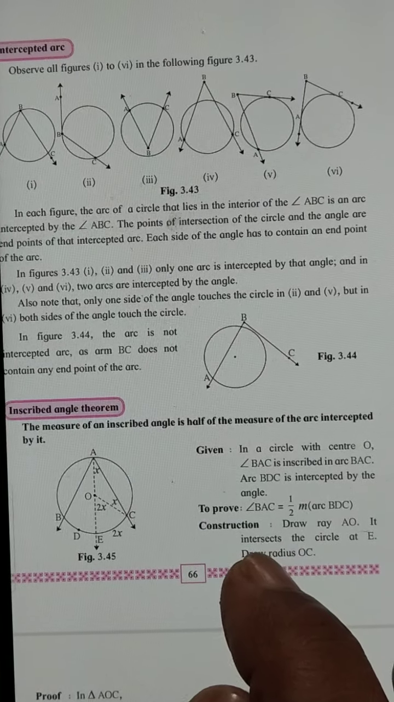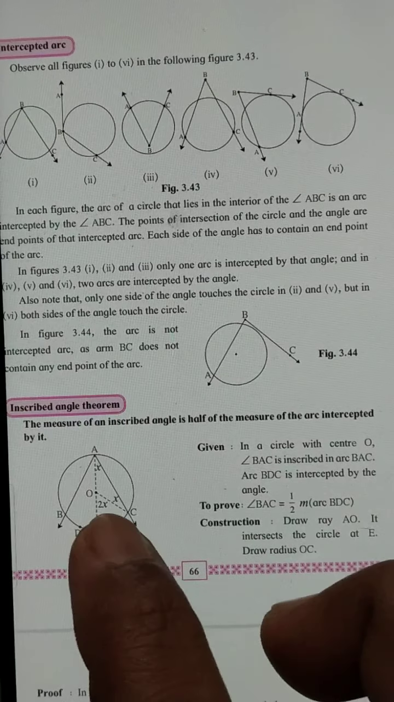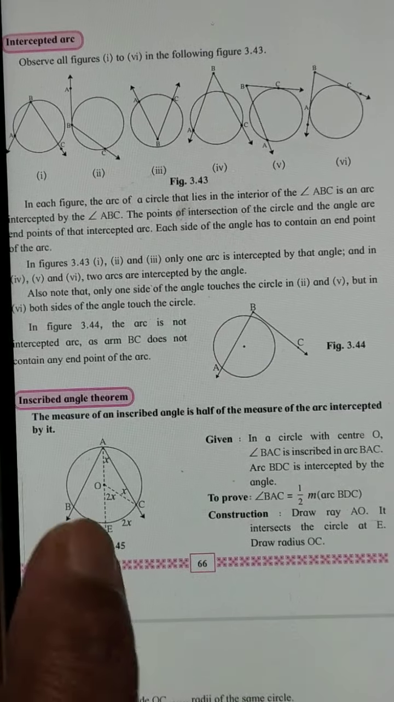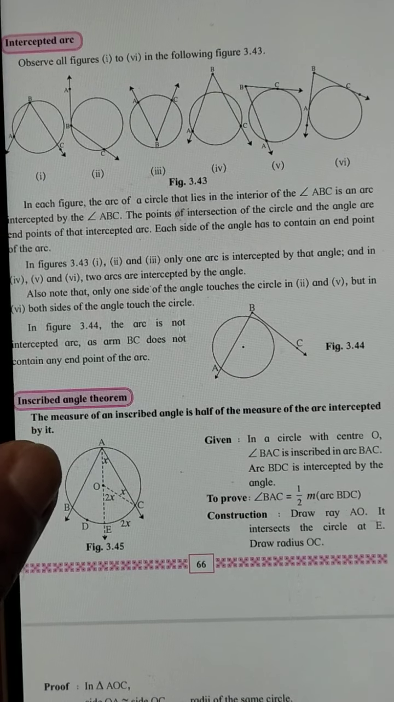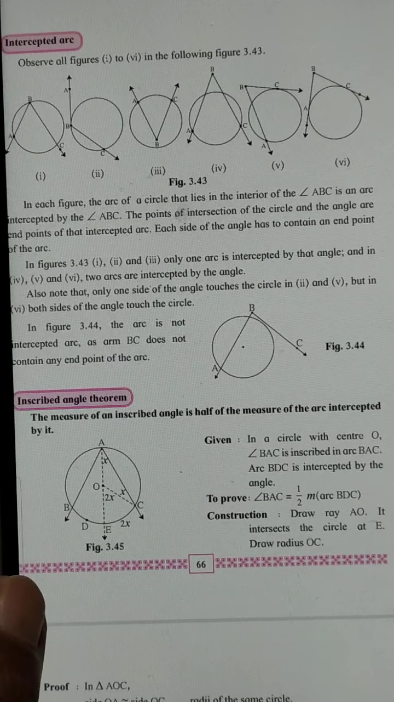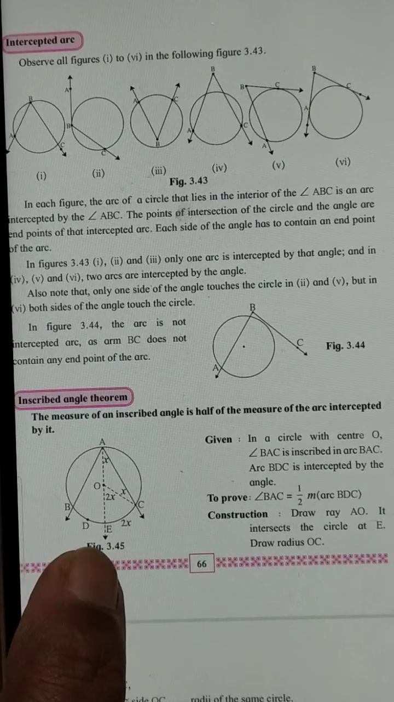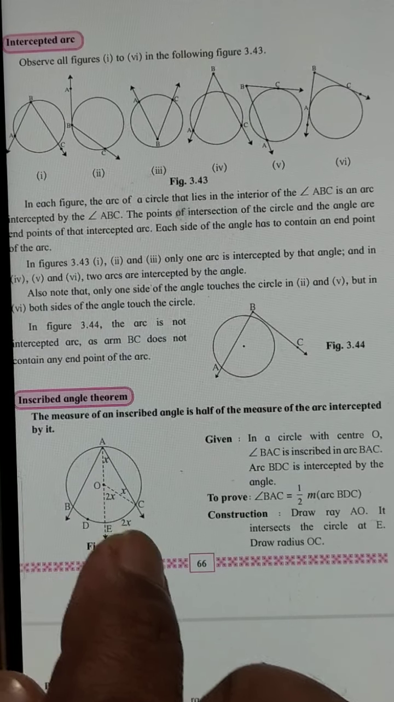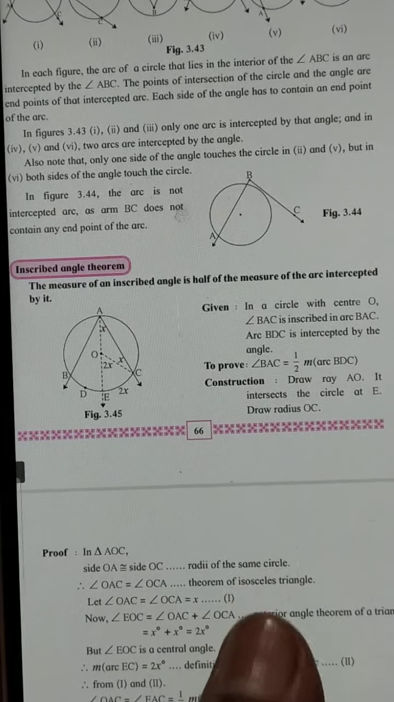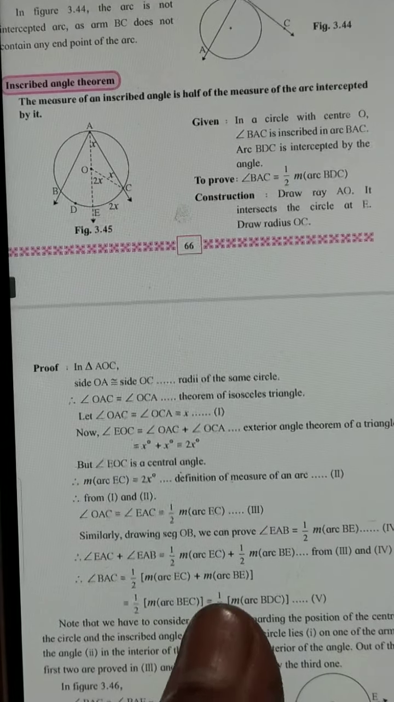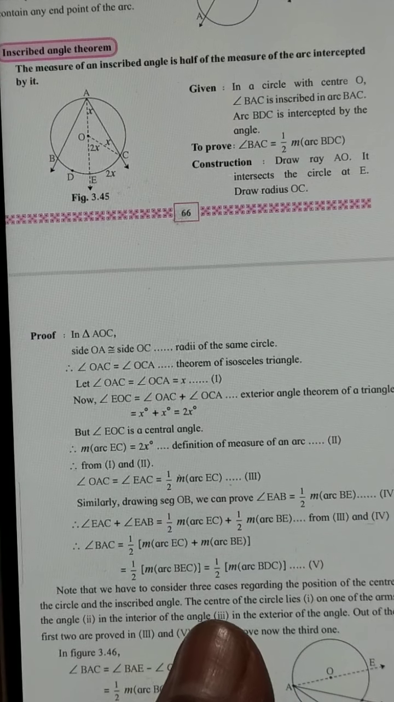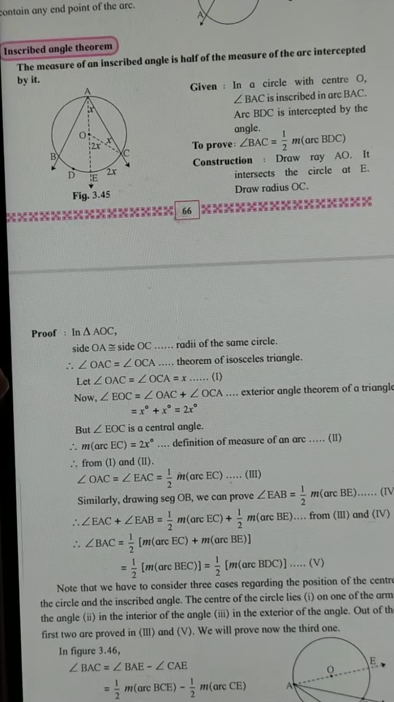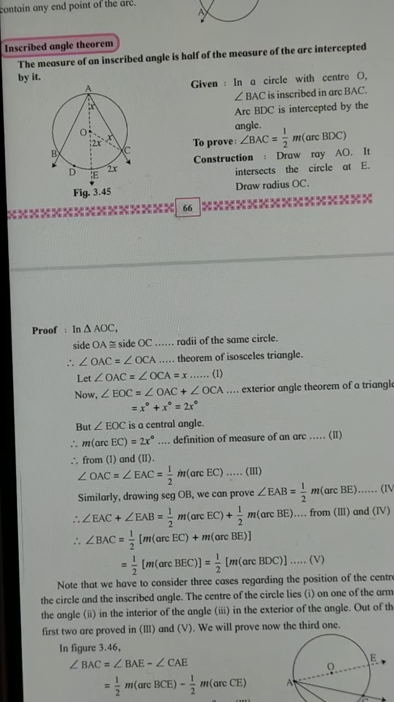Now here we have to construct something. In construction, draw ray AO. It intersects the circle at point E. Then draw radius OC. So now we have to write down the main part of the theorem, that is proof. With the help of this figure, we have to prove it.